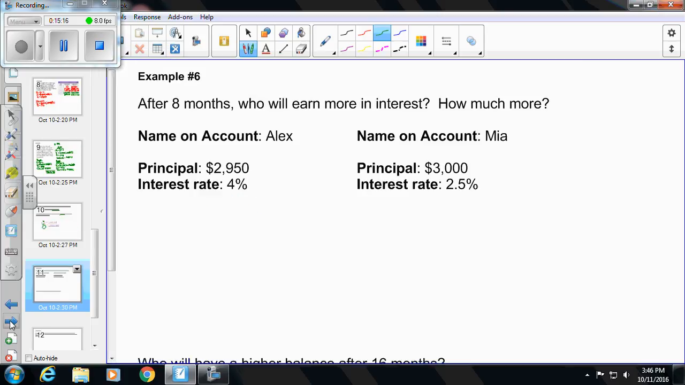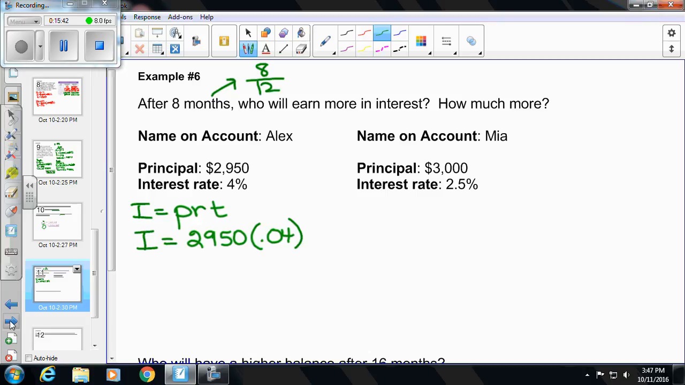So after 8 months, who will earn more in interest, and how much more? So let's look at Alex. The principal is $2,950, a rate of 0.04, and we are leaving it in for 8 months. So I'm going to do this off to the side. 8 out of 12, that reduces, 4 goes into 8 twice, 4 goes into 12 3 times, 2/3. This makes it a little bit easier to work with.